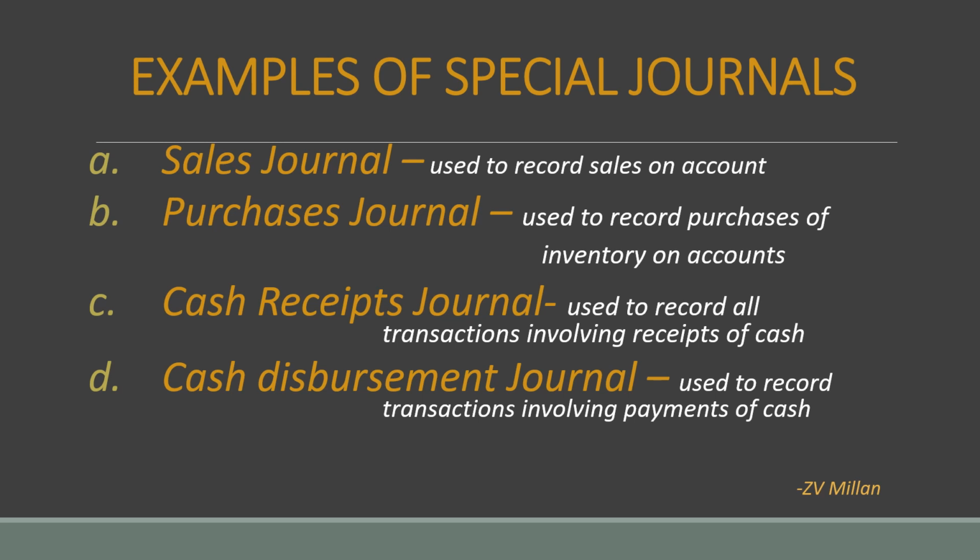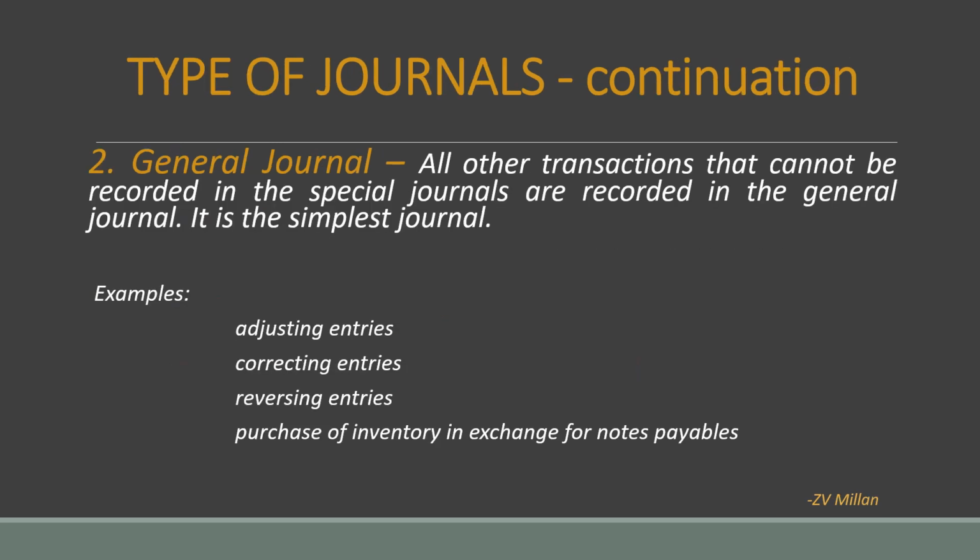Gaya ng sabi ko kanina, the difference between these examples of special journals is its uses. So those transactions that cannot be recorded in the special journals that I have mentioned a while ago are recorded in the general journals. So ano ba yung mga typical entries that we usually record in the general journals? So first is the adjusting entries. All those adjusting entries that we identify at the end of the period, we record through the use of the general journals.